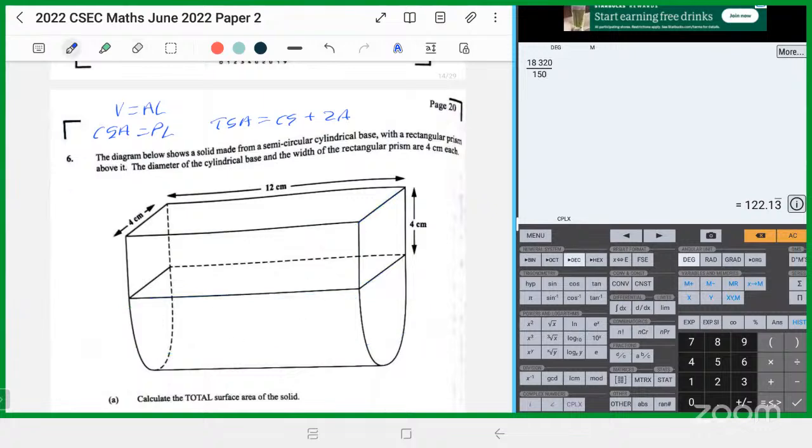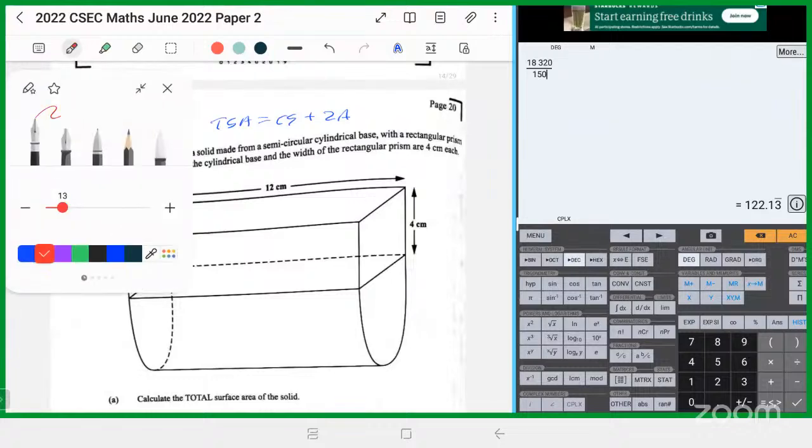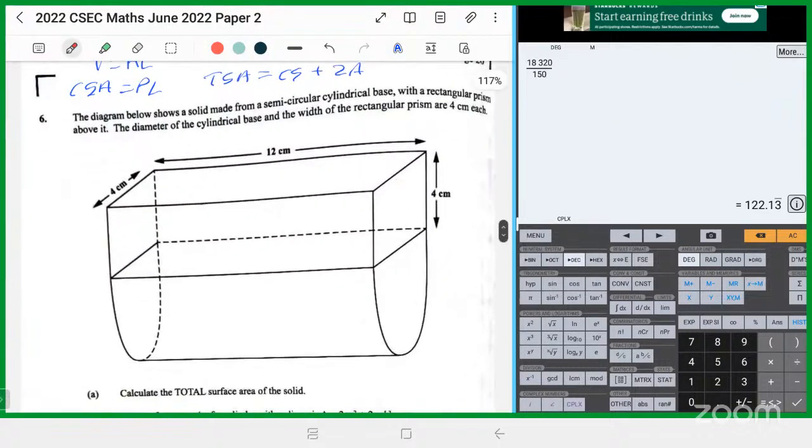It says the diameter of a cylindrical base and the width of the rectangular prism is 4. So this is 4 across here. So it means then that the radius we're working with down here is 2. Let's make a note of that. R equals 2. I tend to work with the radius when we're dealing with circular measures, right? R equals 2 centimeters.